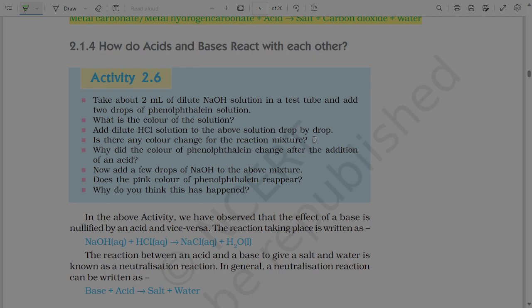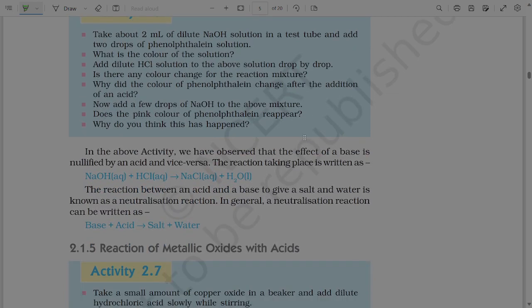Now, add a few drops of sodium hydroxide to the above mixture. Does the pink color of the phenolphthalein reappear? Why do you think this has happened? So, in the above activity, we observe that the effect of a base is nullified by an acid and vice versa. The following reaction takes place: sodium hydroxide reacts with hydrochloric acid to produce sodium chloride and water.